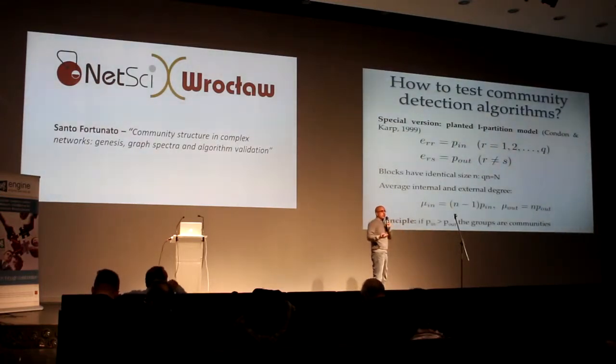And the idea behind this is that if the probability P_in is bigger than P_out, the groups are communities, because there is a higher density of links inside the blocks than between the blocks. So that would basically mean mu_in bigger than mu_out.